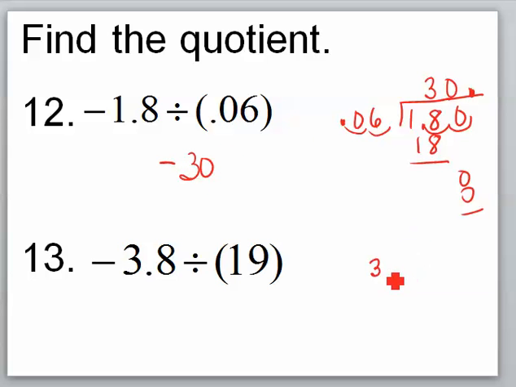The next one says take 3.8, divide it by 19. Bring my decimal straight up. 2 goes in there evenly. 2 times 19 is 38. So that means everybody gets like 20 cents. So if you have $3.80, you have 19 people, everybody gets 20 cents. Negative divided by positive, though, is a negative.